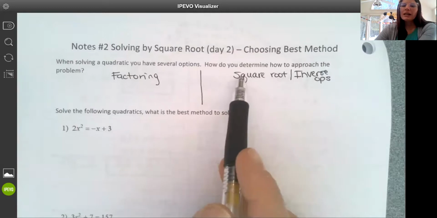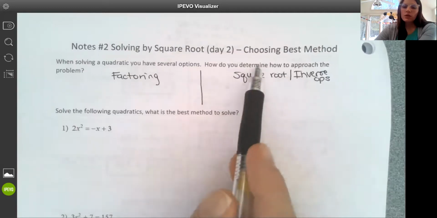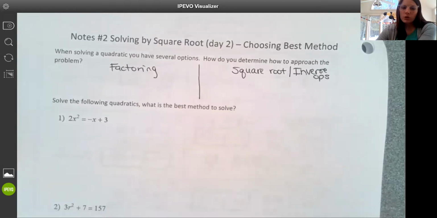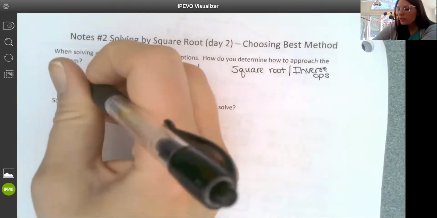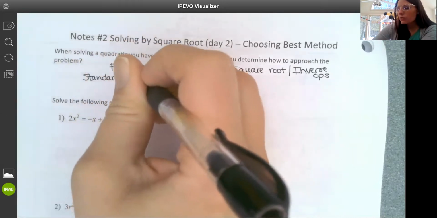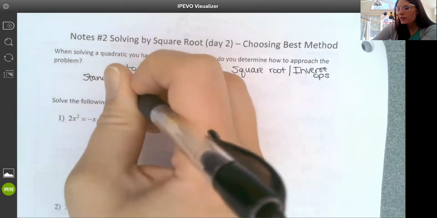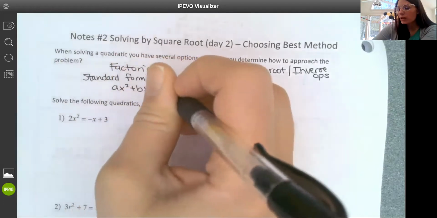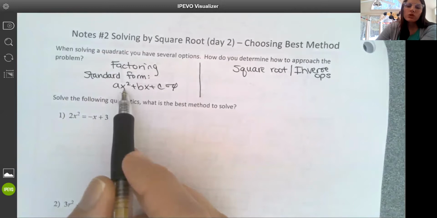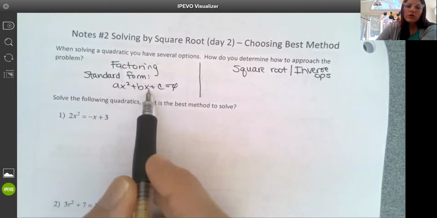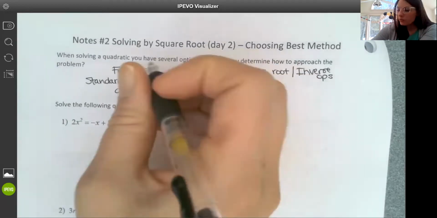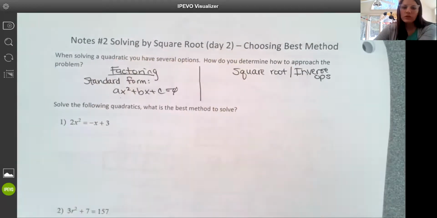So first of all, we cannot use the square root or inverse operation method if I have a variable term in more than one place. So factoring, if I have something that's in standard form, where I have ax squared plus bx plus c equals 0. That's what I'm going to have, where I have a degree 2 and a degree 1 variable term there. So I have my variable in more than one spot. Then for now, I'm going to stick with factoring.